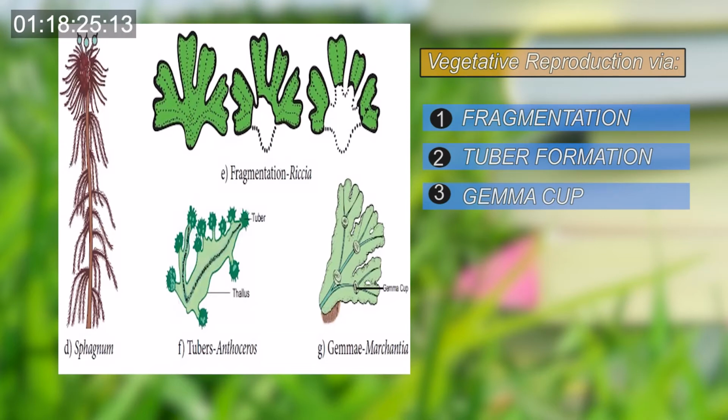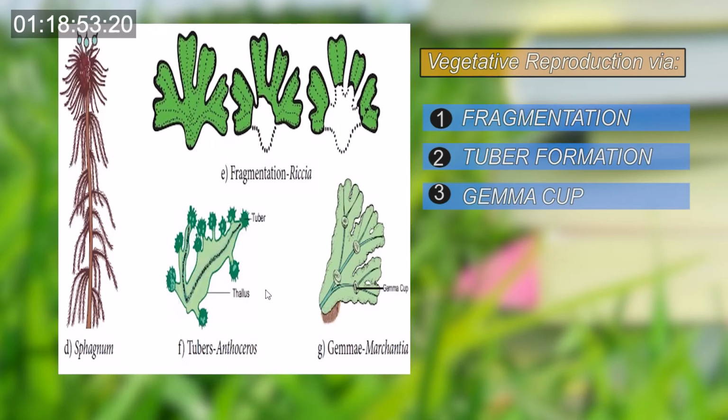as here we can see in the liverwort named Riccia. Similarly, for tuber formation, parts of the plant body get swollen to form certain tuber-like structures, which on getting dried up fall off, and upon getting a suitable medium, they again develop into new plants. For example, it is usually seen in certain hornworts like Anthoceros.